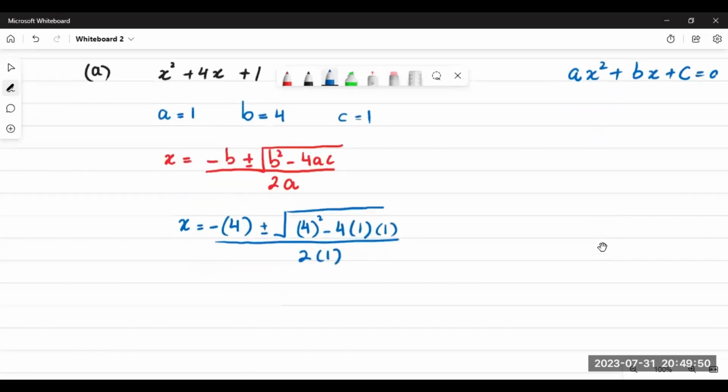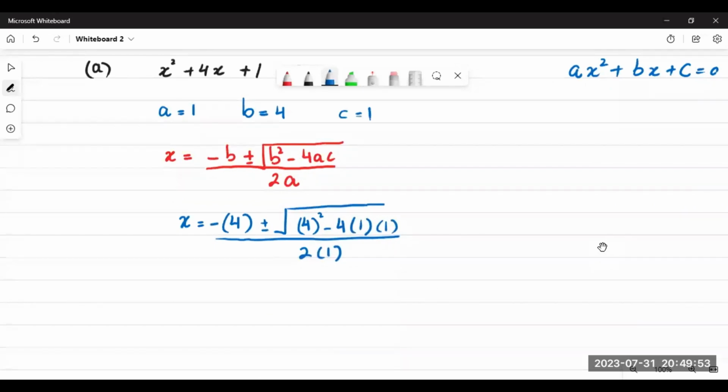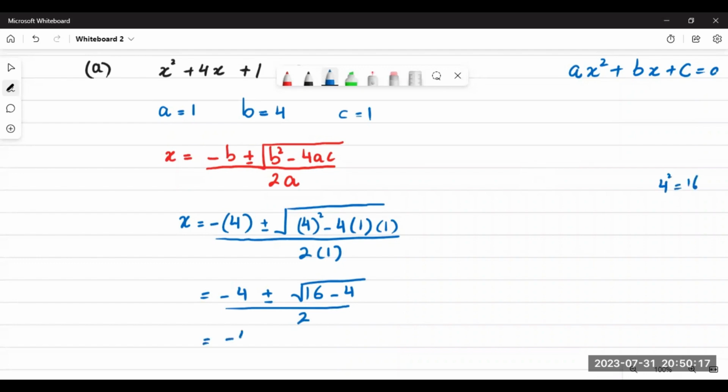After that, you just have to simplify. It will be minus 4 plus minus the square root of 16 minus 4 ones are 4, divided by 2 ones are 2. How do I get the value 16? You know that 4 square is 16. After this, it will be minus 4 plus minus the square root of 16 minus 4, which is 12, divided by 2.